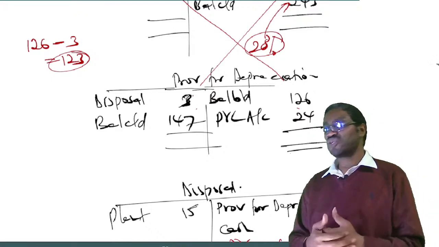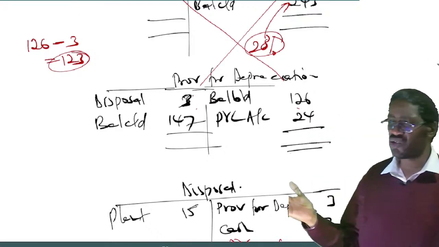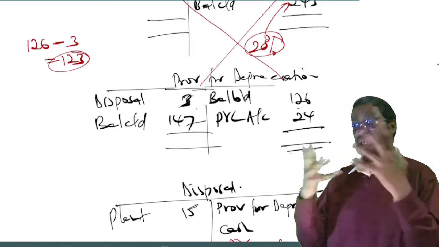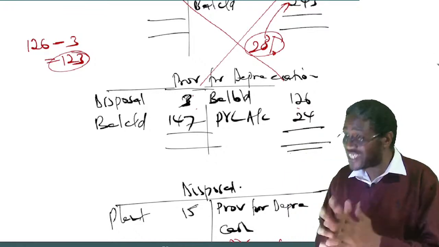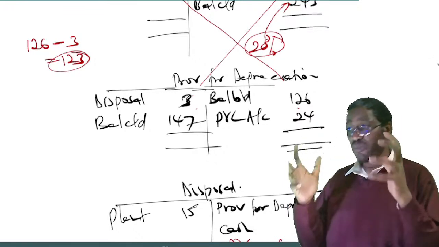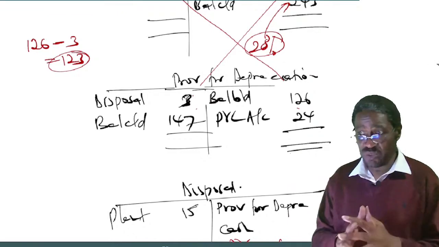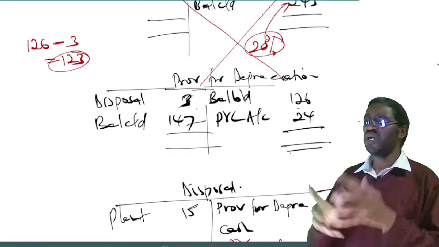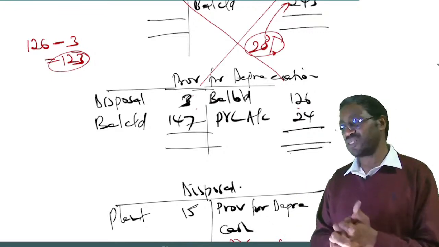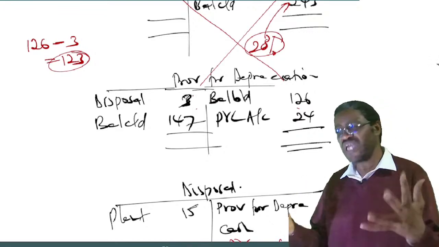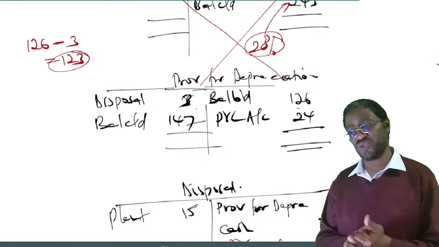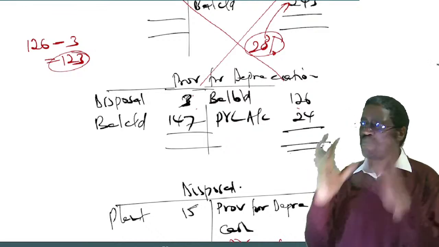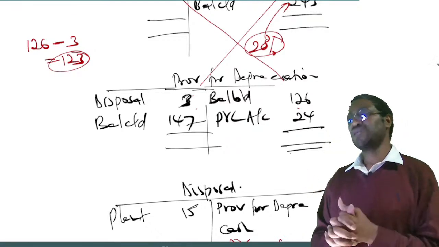Number 1, transfer the cost price of the asset sold from where? From the asset account to the disposal account. Number 2, transfer the accumulated depreciation of the asset sold from the provision to the disposal. Number 3, record the cash received on disposal. And number 4, get the balancing figure in the disposal account to be either the gain or loss on disposal. Once you are through with those 4 steps, we have agreed you must depreciate the ones still remaining.